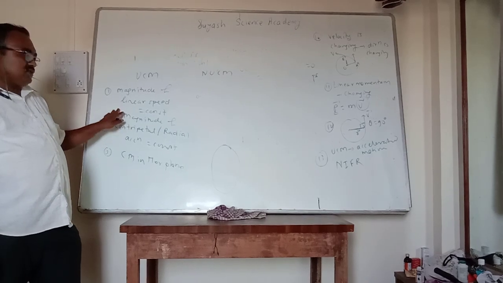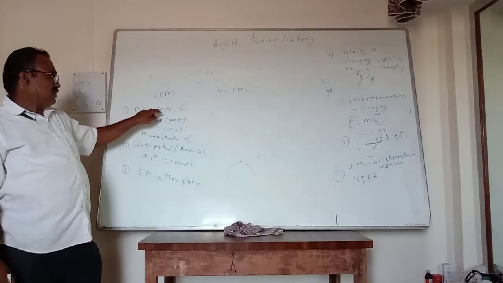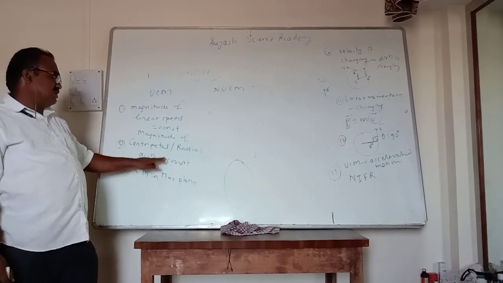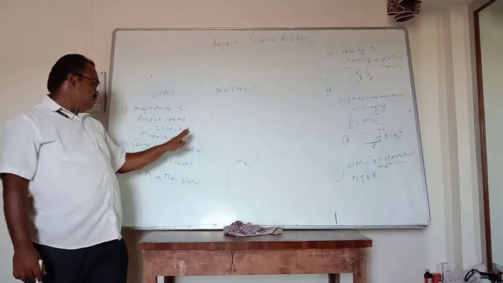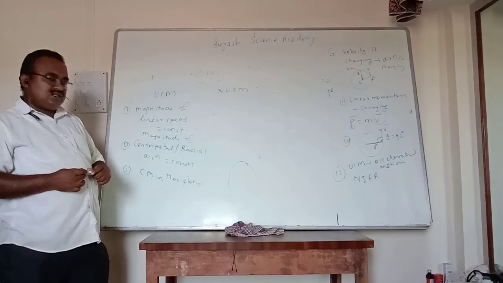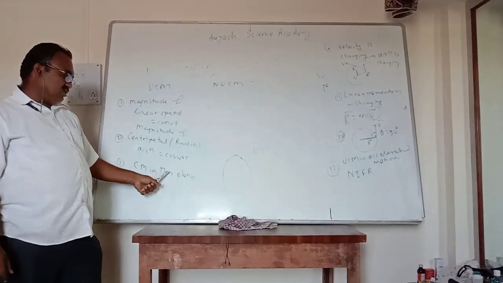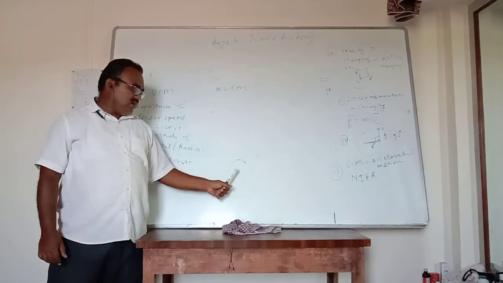These are the 3 points of difference between uniform circular motion and non-uniform circular motion. Here the magnitude of speed is constant; here it is changing. The magnitude of centripetal or radial acceleration is constant here; there it is changing. This circular motion occurs in the horizontal plane and this occurs in the vertical plane.